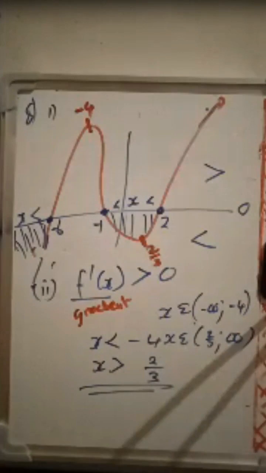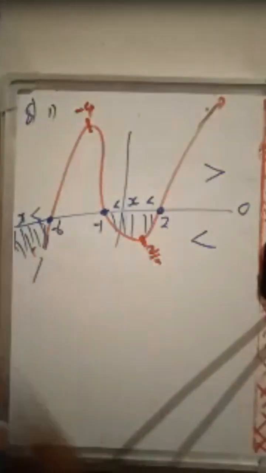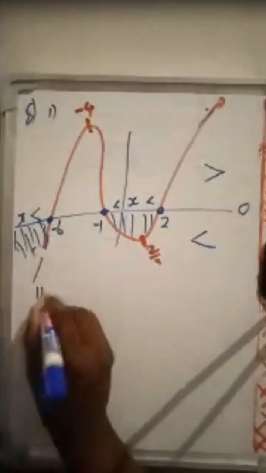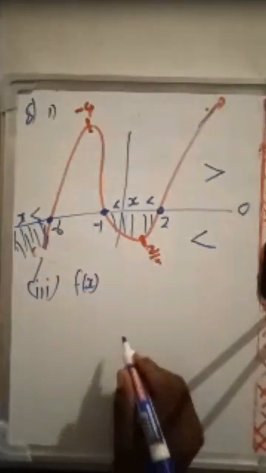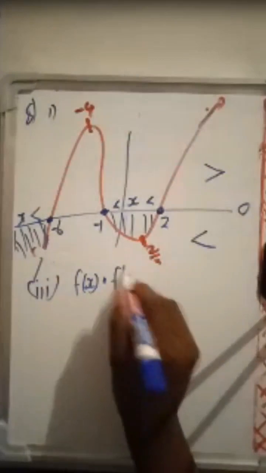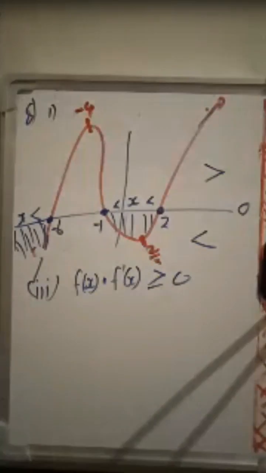Okay? So the other one, which is number 3, the last one, is asking about f of x multiplied by the gradient is positive or 0. Okay? It's positive or 0.